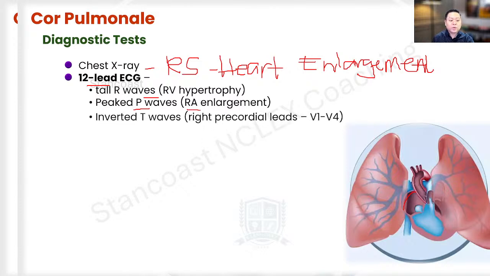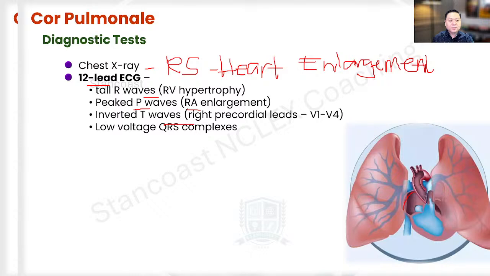And moving forward, we also have the inverted T waves, and this is going to be seen in the precordial leads V1 and V4. Okay, so the leads V1 up until V4. Now, part of that will be the low voltage QRS complexes. So when you are looking into the EKG, there will be that reduced amplitude. It's not really going to be seen as the normal elevation of that complex, and this is because of the low voltage.